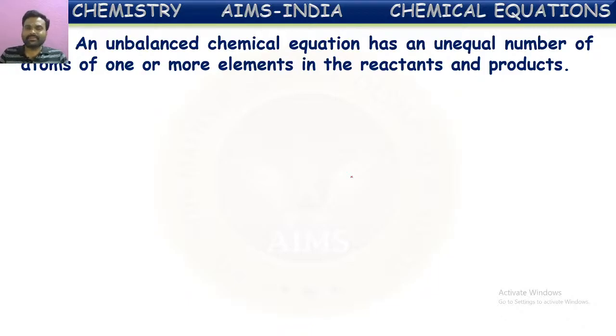An unbalanced chemical equation has an unequal number of atoms of one or more elements in the reactants and products. So we said if the number of atoms of all the elements on the reactant side and product side are the same, then that is said to be a balanced chemical equation. If one or more atoms are unequal on both the sides in an equation, then that equation is said to be an unbalanced equation.